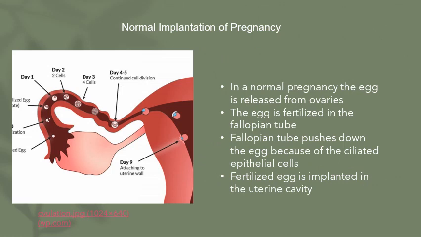Normal implantation of pregnancy. In a normal pregnancy, the egg is released from the ovaries. The egg is then fertilized in the fallopian tube. The fallopian tube then pushes down the egg throughout the fallopian tube with the help of ciliated epithelial cells. The fertilized egg is then implanted in the uterine cavity.